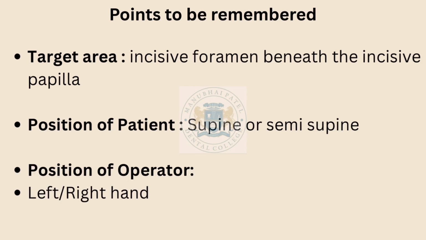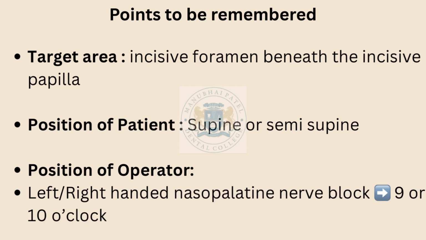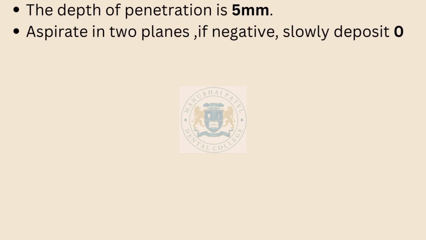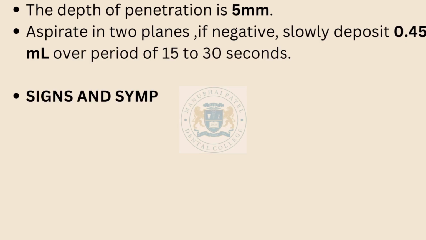The position of the operator for left or right-handed nasopalatine nerve block is 9 or 10 o'clock. The depth of penetration is 5 mm. Aspirate in two planes. If negative, slowly deposit 0.45 ml over a period of 15 to 30 seconds.